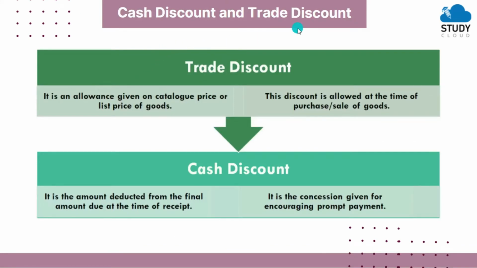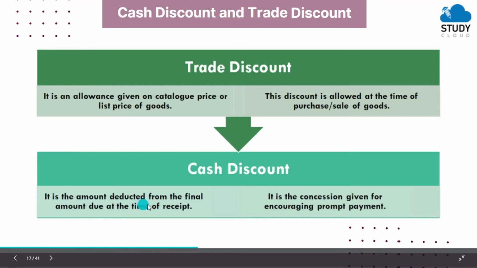Cash discount and trade discount. So these are two important concepts here. One is trade discount. It is an allowance given on the catalog price or list price of goods. This discount is allowed at the time of purchase or sale of goods. Then there is cash discount.